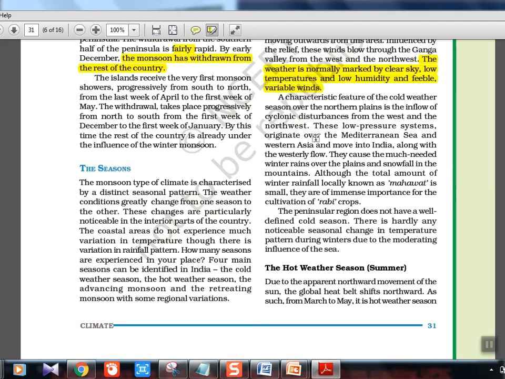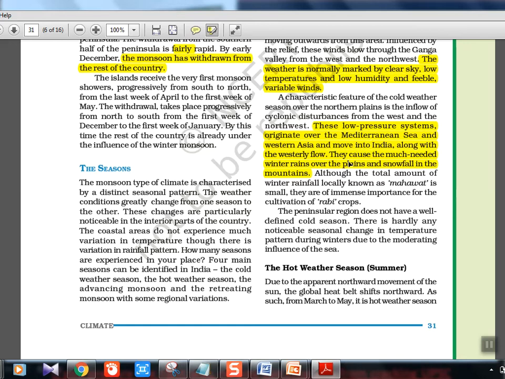Okay. So that western disturbance concept, again it's mentioned here. Low pressure system originates from the Mediterranean Sea and Western Asia and move into India along with westerly flow. They cause the much needed winter rains over the plains and snowfall in the mountains. Okay, so that is how snows are getting replenished in the Himalayas, and later it will help the perennial rivers to get water later in summer when it melts. So it has a very important effect in Indian climatic condition.